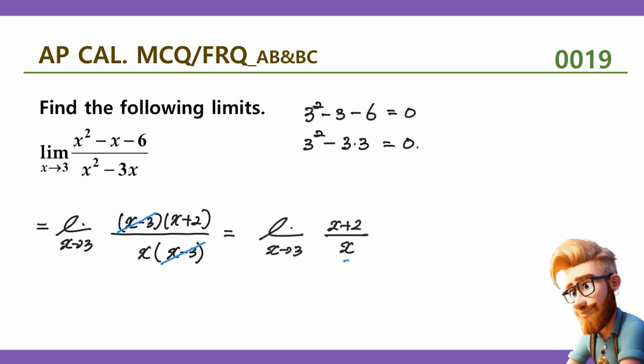Now substitute 3 for x. So that's going to be (3 plus 2) over 3, which is equal to 5 over 3.